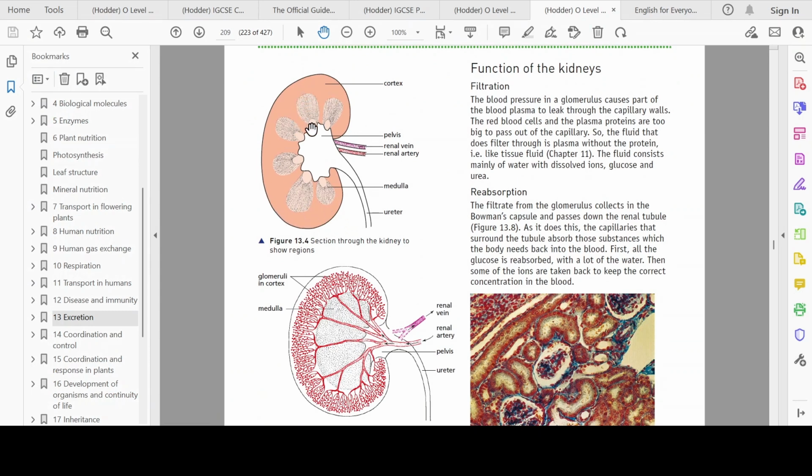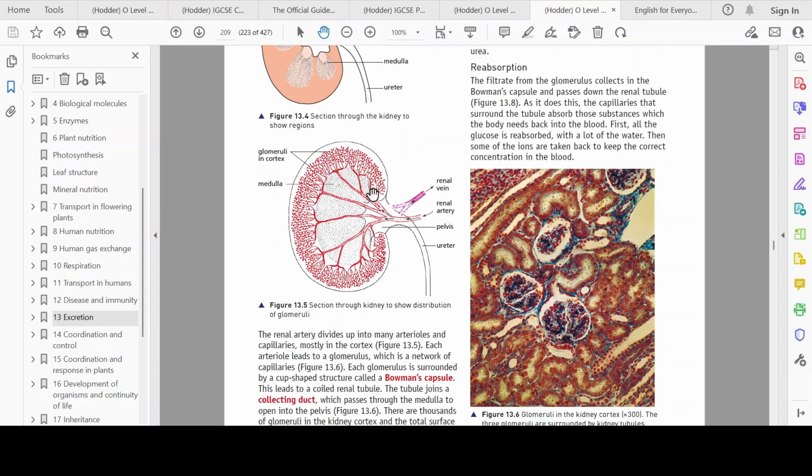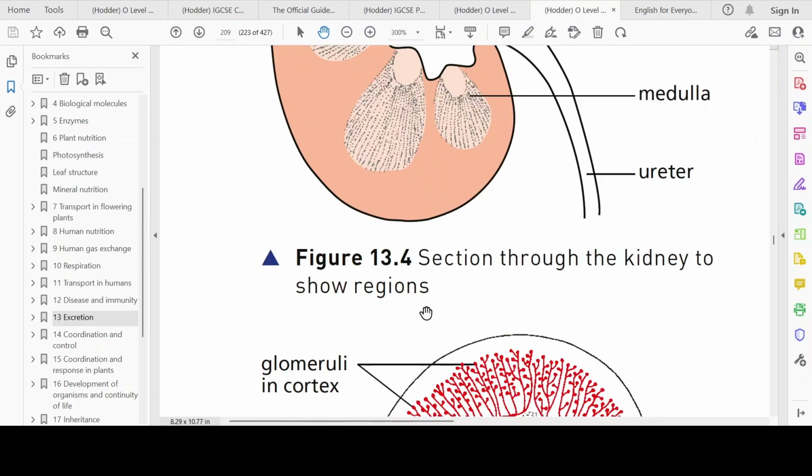These lighter leaf-like structures, that's the medulla, and this white part over here is the pelvis. You've got the ureter coming out from here, and you also have the renal artery and the renal vein attaching. If you want to take a look at the network of capillaries, these are the glomeruli. Those little bulbs that you're seeing are circles. I zoom in over here.